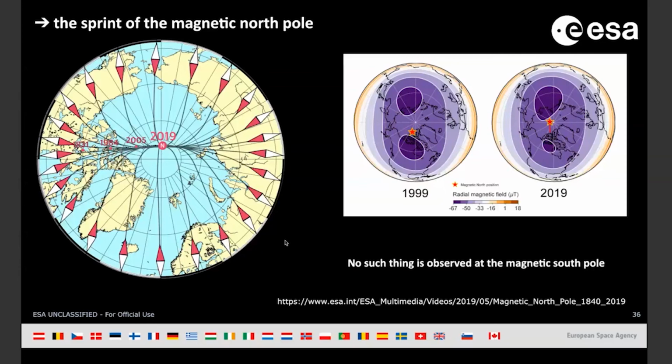And the funny thing is that we do not observe anything similar at the magnetic South Pole, which is extremely stable. To understand the geophysics of that, and whether it is going to remain like this in the coming hundreds of years, of course, remains to be seen. But these are typical things that we are able to map and understand with our satellites.